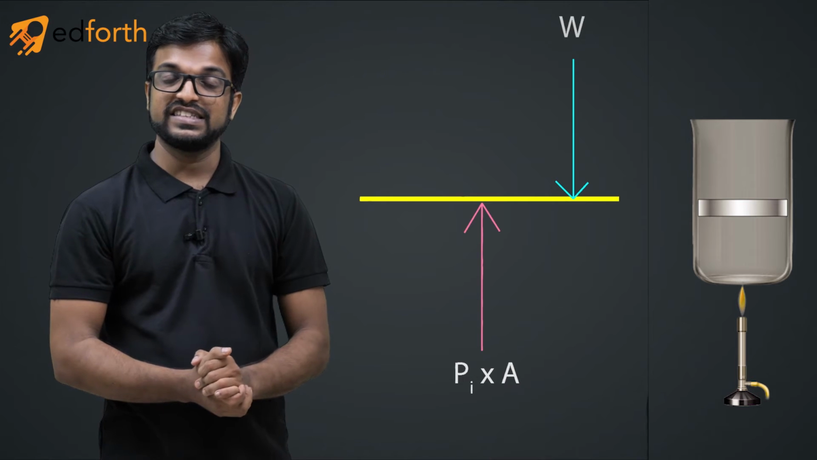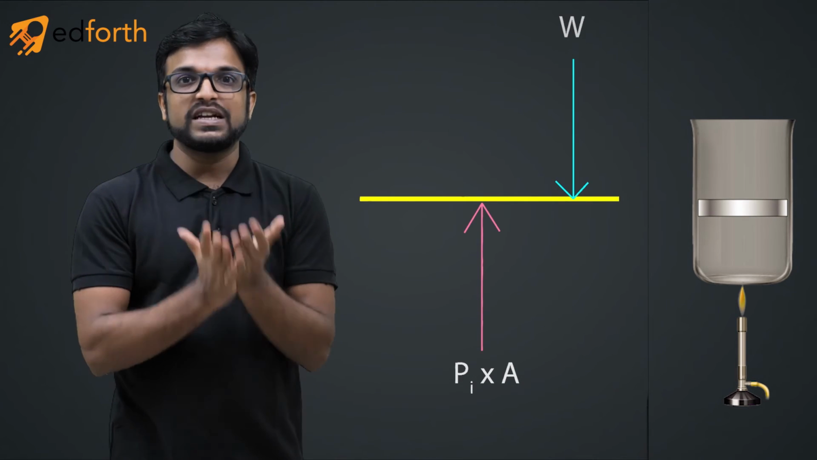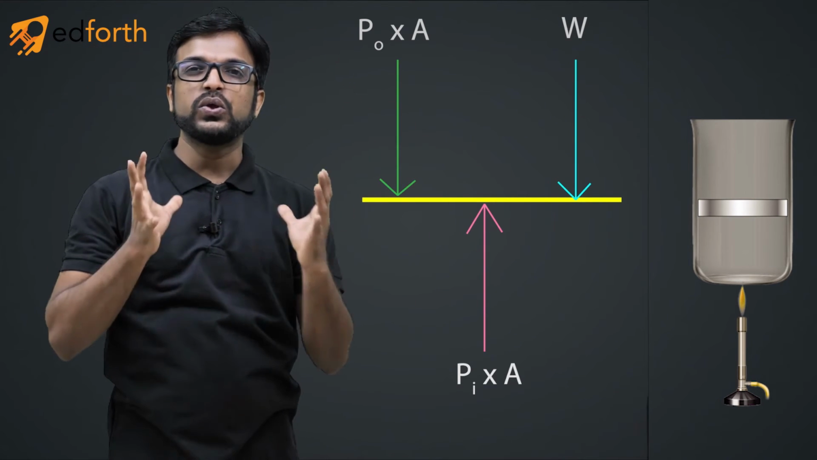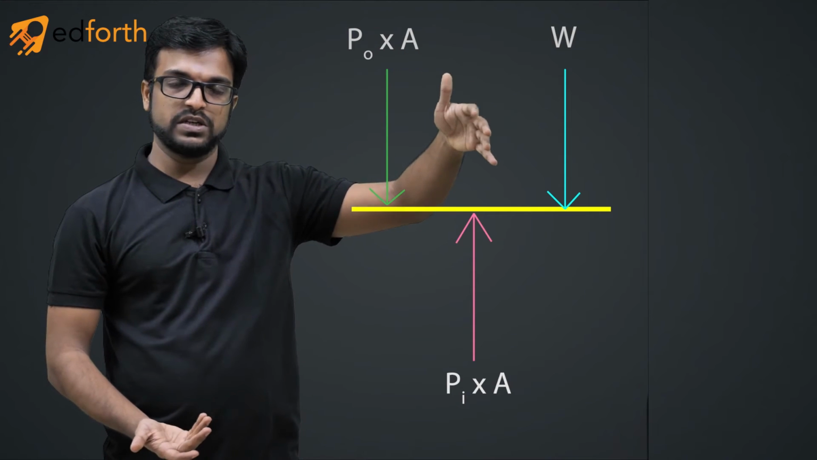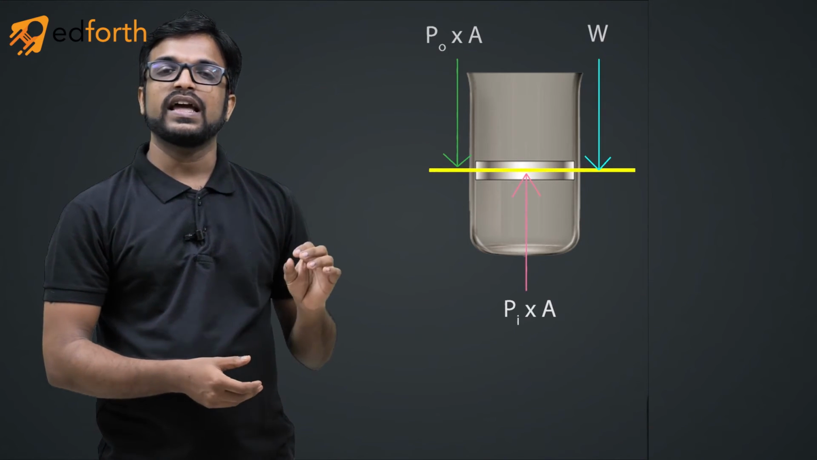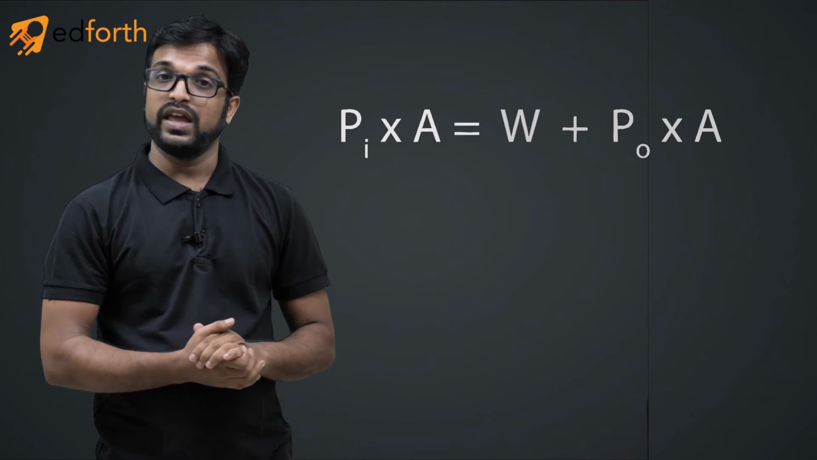Now what else? Is there any other force acting on it? Yes, atmospheric pressure is acting on us. See, even on my head, a huge pressure is acting. 1 bar pressure is there, atmospheric pressure. So here also pressure P0, that is atmospheric pressure, into area is acting down. Correct? So I can equate that Pi into A is equal to W plus P0 into A.